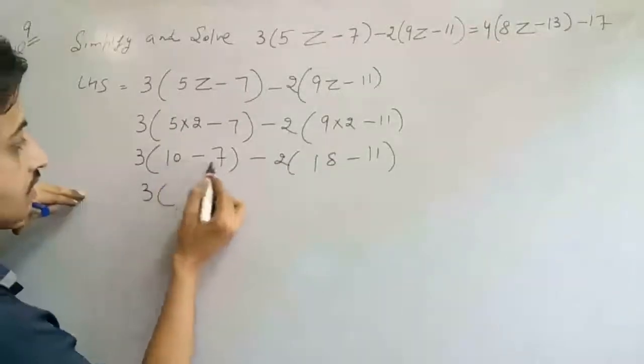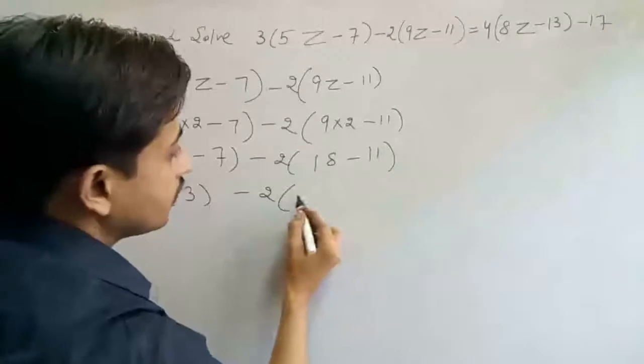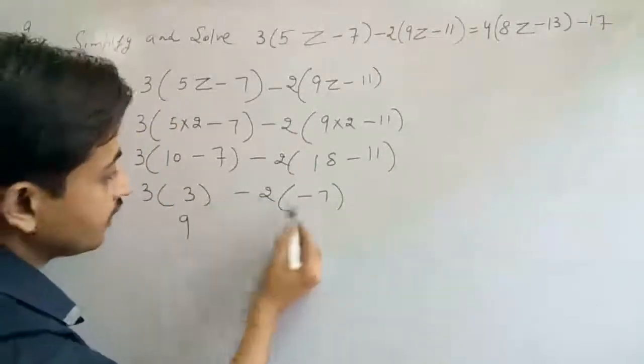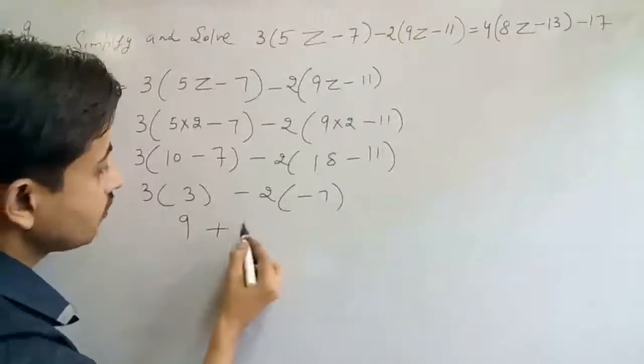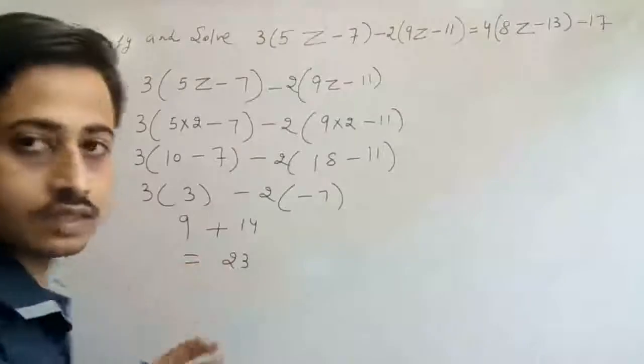3 into 10 minus 7, we get 3. Minus 2 into 18 minus 11, we get minus 7. 3 into 3 is 9. Negative negative becomes positive. 2 into 7 is 14. 14 and 9, we get 23.